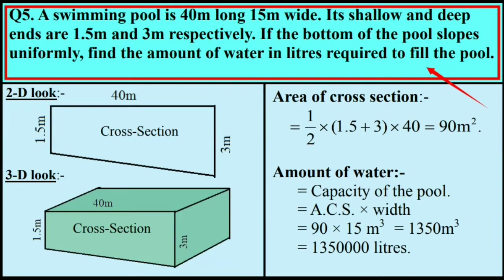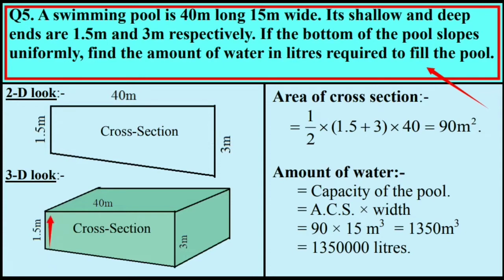Let's take this question. Question number 5. It says a swimming pool is 40-meter long and 15-meter wide. Its shallow and deep ends are 1.5-meter and 3-meter respectively. If the bottom of the pool slopes uniformly, find the amount of water in liters required to fill the pool. Observe the diagram here. Let's take the diagram which is of 3D look.